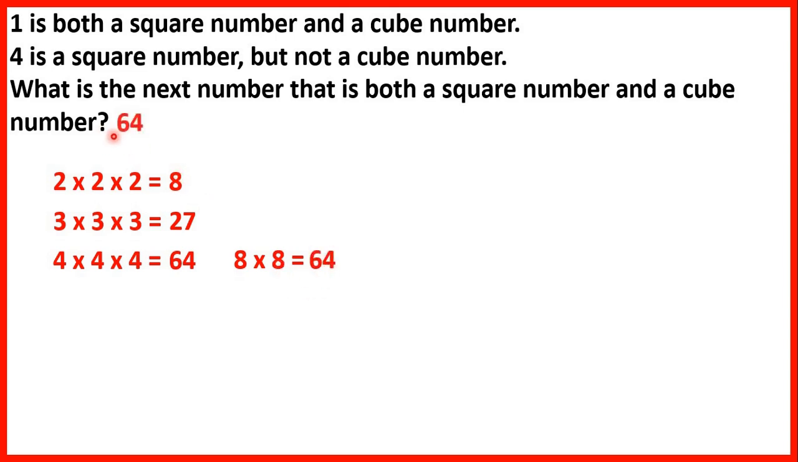So the next number that is both a square number and a cube number is 64. It's a square number because we can multiply a number by itself to get 64, and it's a cube number because we can multiply a number by itself and then by itself again to get 64 as well.